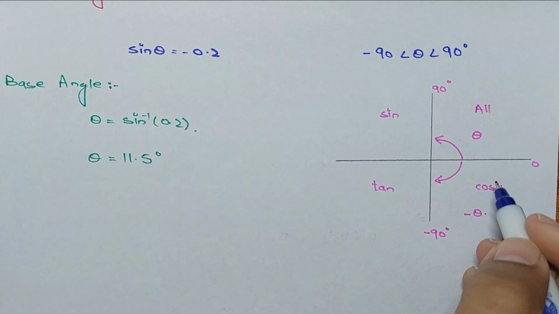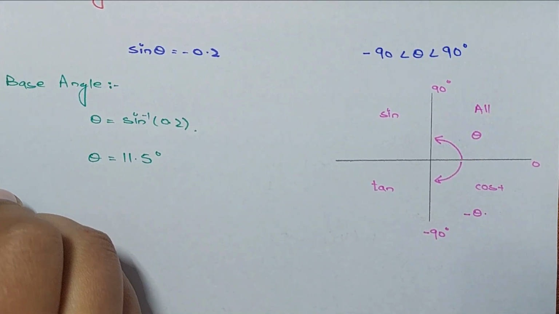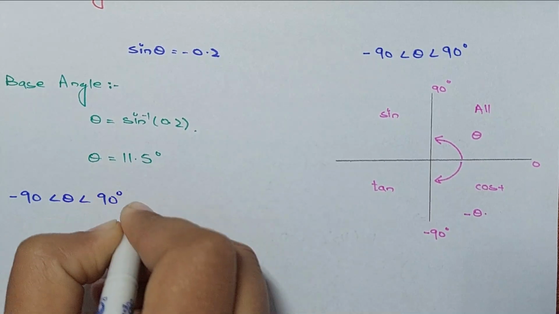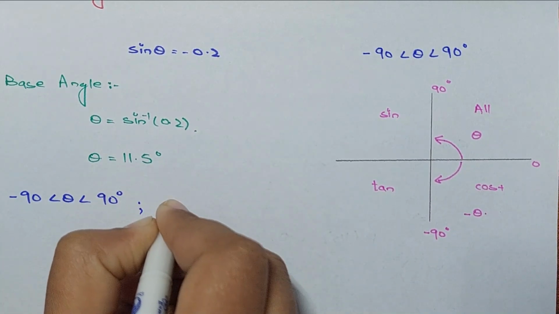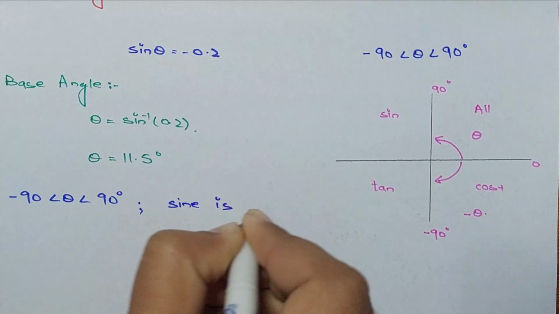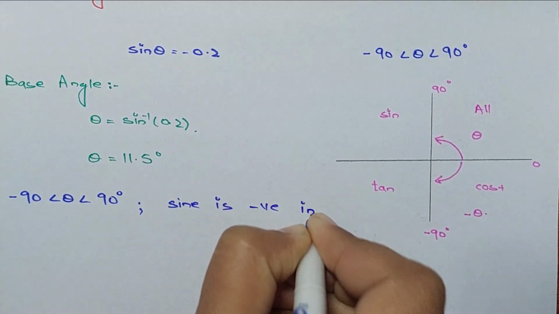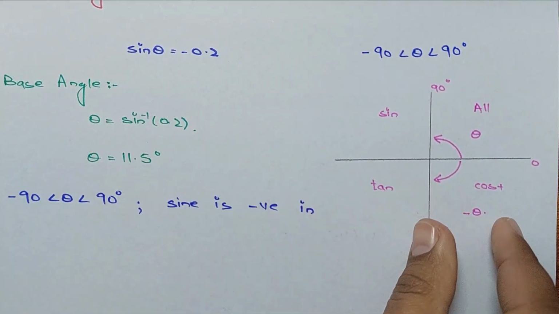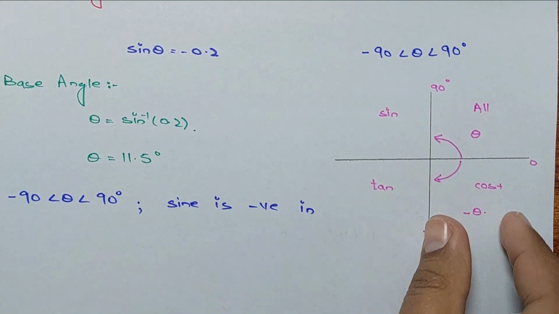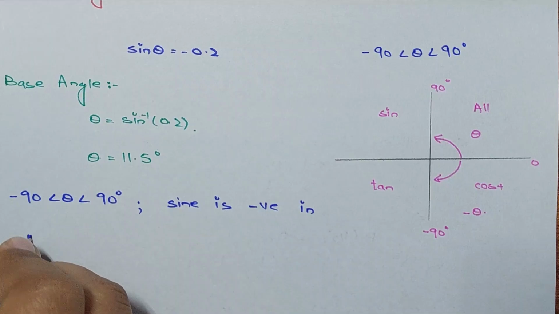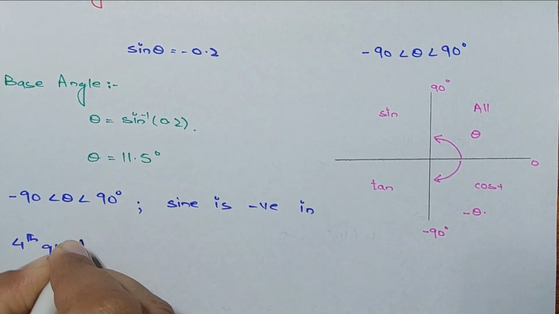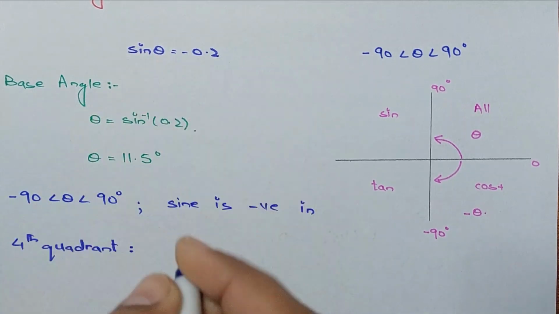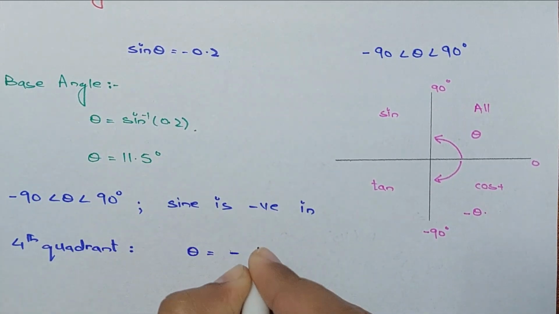So according to this domain, minus 90 is less than theta is less than 90 degree. The sine is negative in, you can see sine theta is negative. According to this domain, sine is positive in the first quadrant, it's negative in the fourth quadrant. So it's fourth quadrant, it is negative. So what is the value for this theta? So this theta is negative of the base angle.